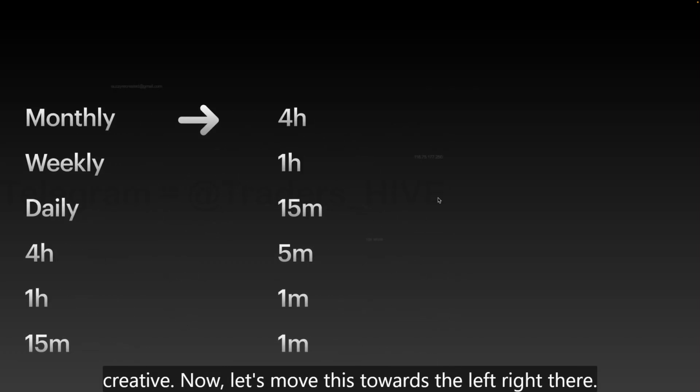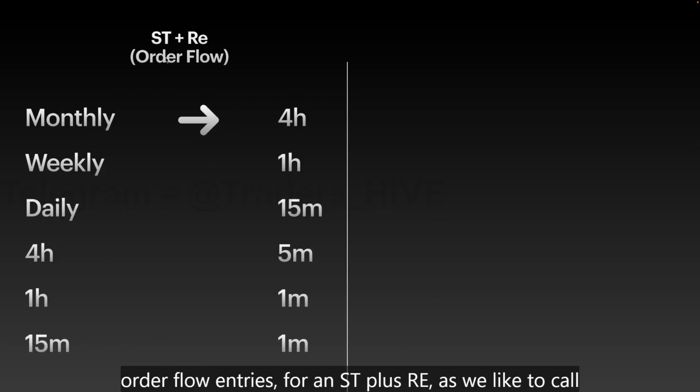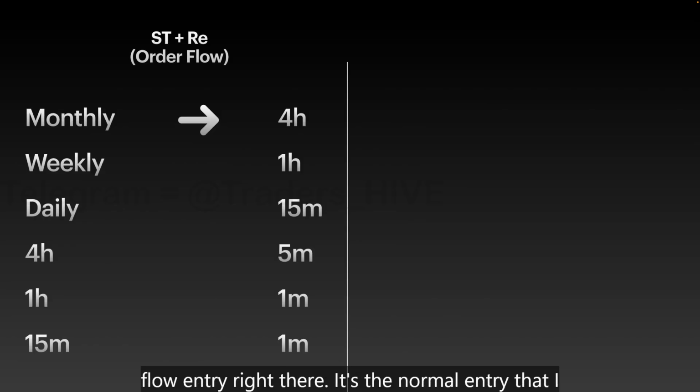Now, let's move this towards the left right there. And let's put a line in between it, because this is for order flow entries, for an ST plus RE, as we like to call it. An ST plus RE is essentially what I refer to as an order flow entry right there.